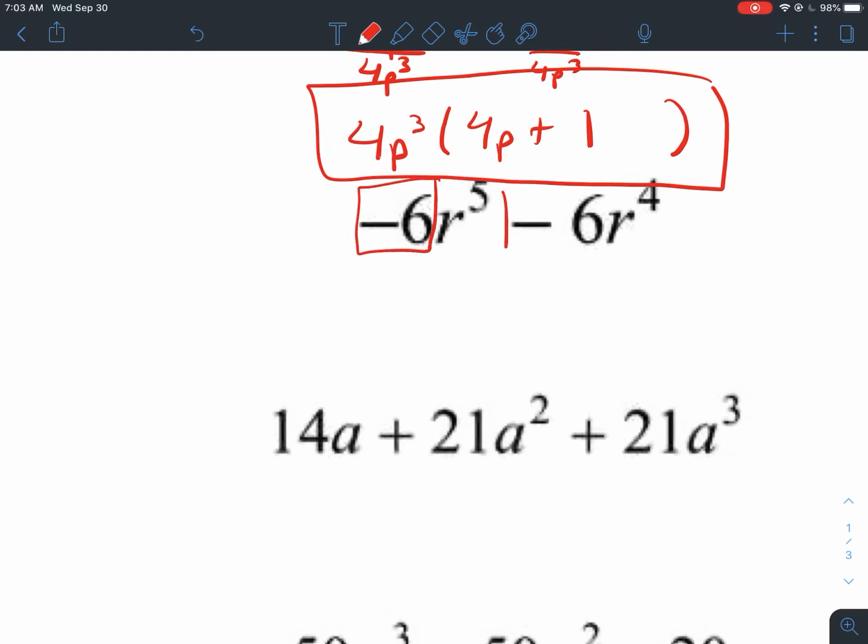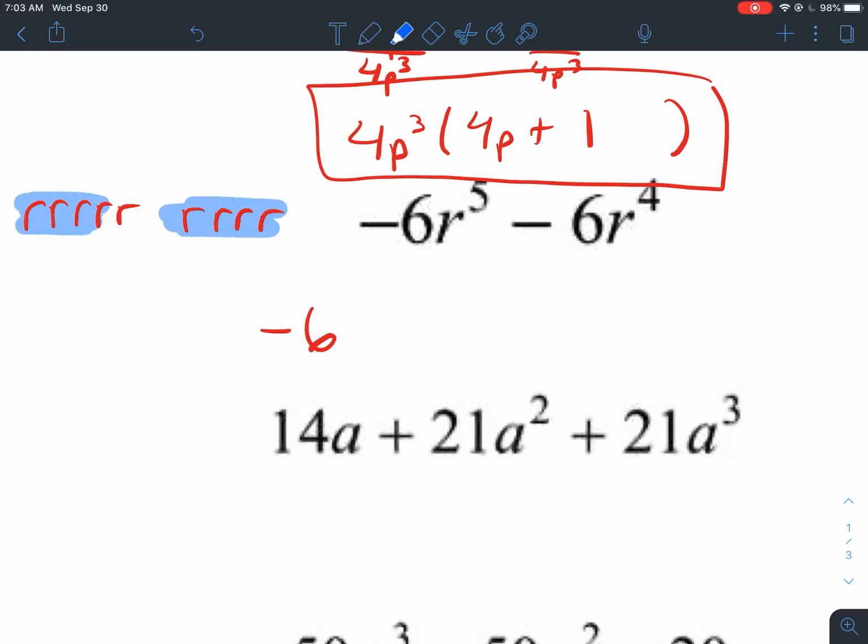And this one's a little bit easier because they both have the same leading coefficient. They're both a negative 6. So we can actually pull a negative 6 out. Now let's think about the r's, right? The first negative 6 has 5 r's, so we got 1, 2, 3, 4, 5. The second guy has 4 r's, 1, 2, 3, 4. The most I can take out is going to be 4. So I'm going to get r to the 4th.